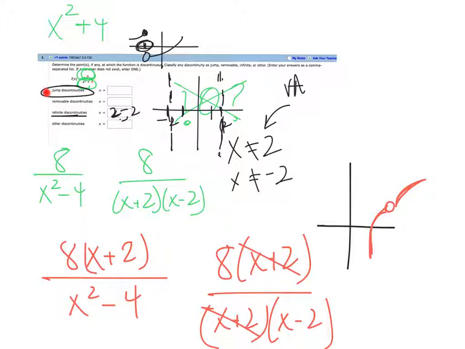But these are, there's jump. And jump would look like a piecewise function, like I said, where if you plugged in an x value, you would see two different y values, one for one piece, one for the other. Removable got removed by factoring, which results in a hole, and infinite are your vertical asymptotes.